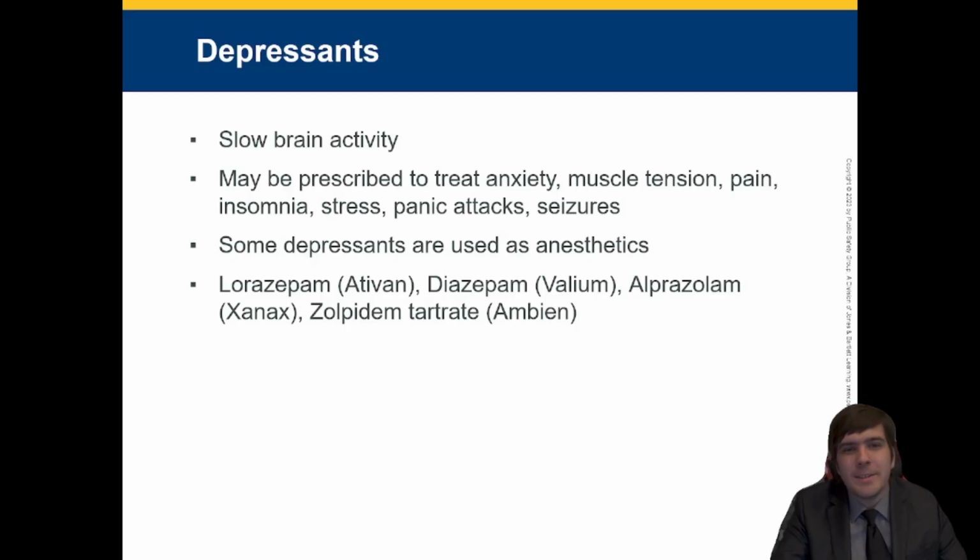All right, depressants. These are downers. These slow the brain activities. They may be prescribed to treat anxiety, muscle tension, pain, insomnia, stress, panic attacks, seizures. Some depressants are used as anesthetics. Here are a few of them right here. Lorazepam, or you may know it as Ativan. Diazepam, also known as Valium. Alprazolam, which is Xanax. Also zolpidem tartrate, which is Ambien.